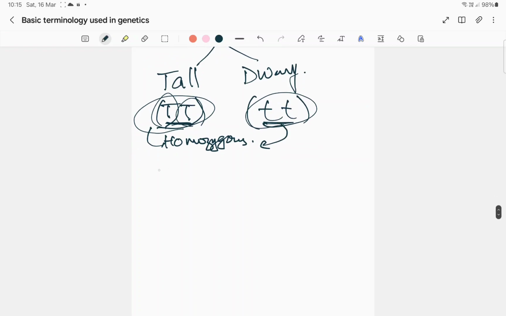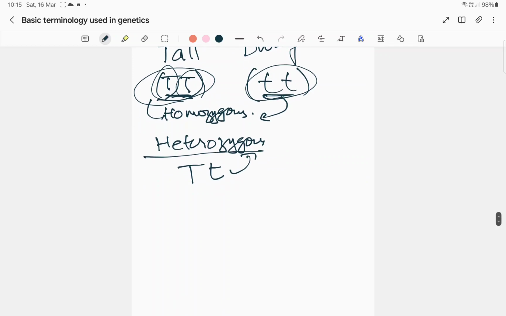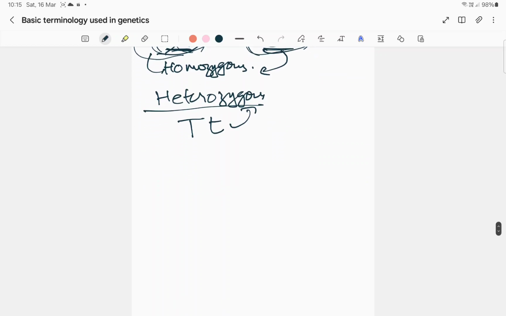And heterozygous, if different types of allele are present, then it is said to be heterozygous. Different types of allele means one dominant allele and one recessive allele. This is called heterozygous. The term zygous is always used at the gene level.